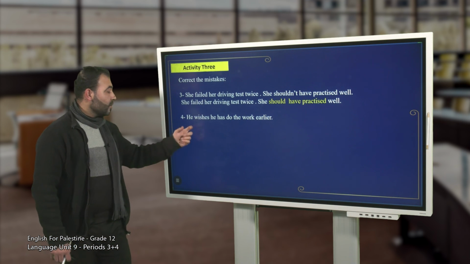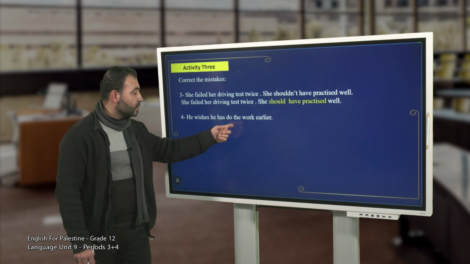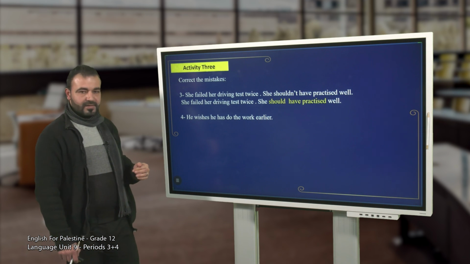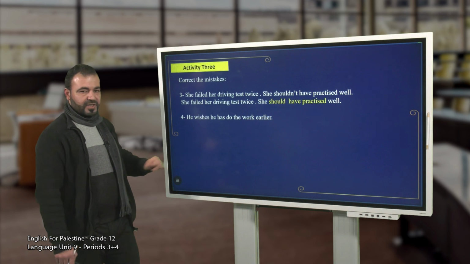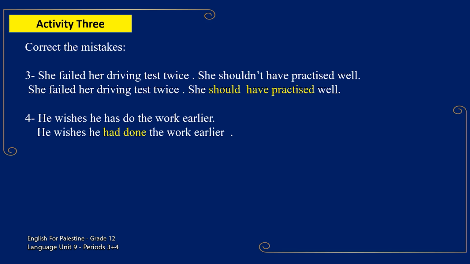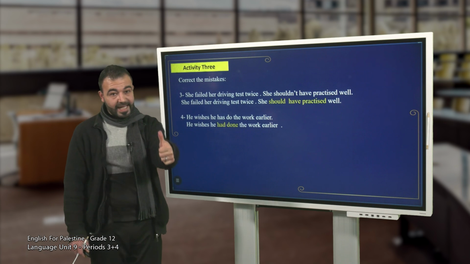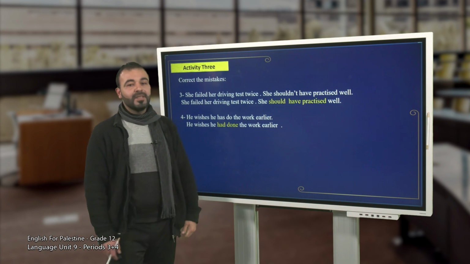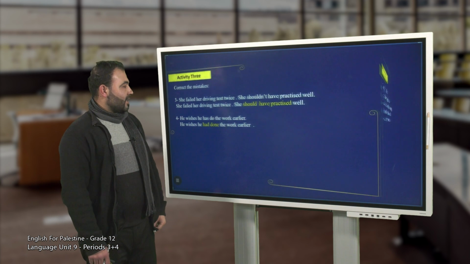Number 4, he wishes he has do the work earlier. Yeah, I think it's wrong here. So, he wishes he had done the work earlier. After wish, we use had plus the past participle form, not has plus the infinitive form.